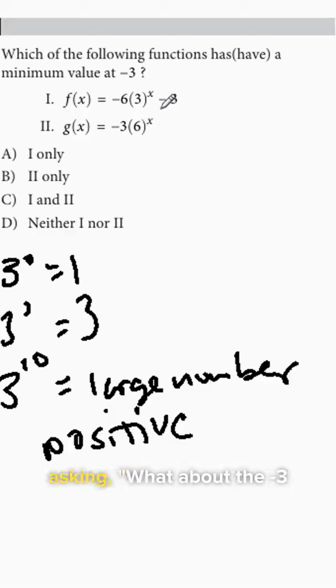But I can hear some people asking, what about the -3 here or the -3 in the first function? That only tells the graph where to shift. Basically, the -3 is saying whatever value is graphed, it's going to move down 3 values in the graphing. So in this case, the answer is D.